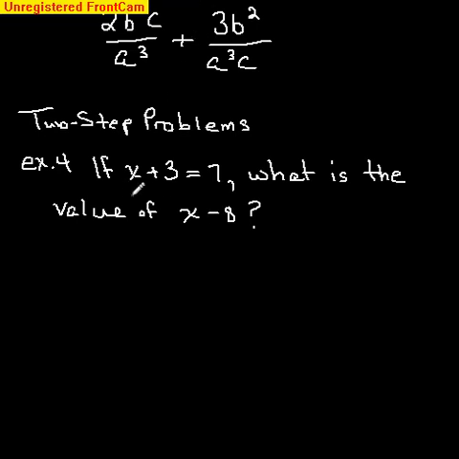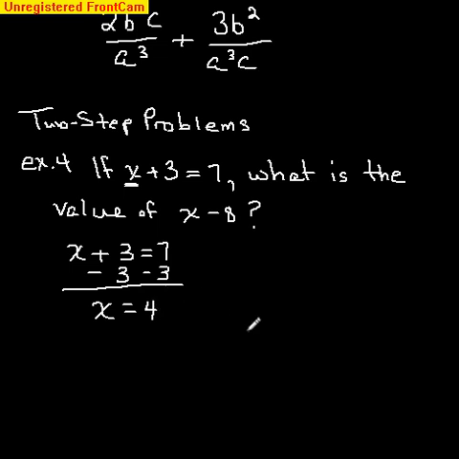Okay, two-step problems. These sound scary, but they're really easy. If x plus 3 equals 7, what is the value of x minus 8? So your two-step is, first you need to find out what x is, and then you put what you get for x in for the x in this expression. So we solve it. We have x plus 3 equals 7. We're going to subtract 3 from both sides. So we get x equals 4.